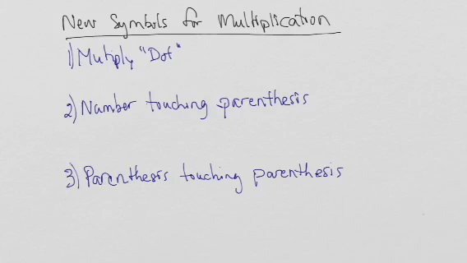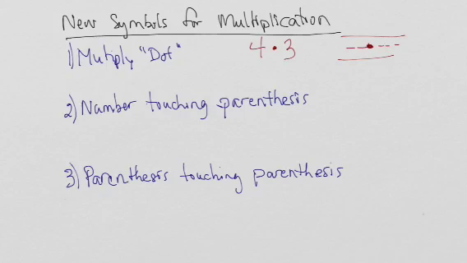So the first symbol is the multiply dot. That is where I simply put this dot. It's not a decimal point. If you remember elementary school, the lined paper that told you where to put your letters, this dot goes up in the middle. It is not a decimal point. It does not go down at the bottom.